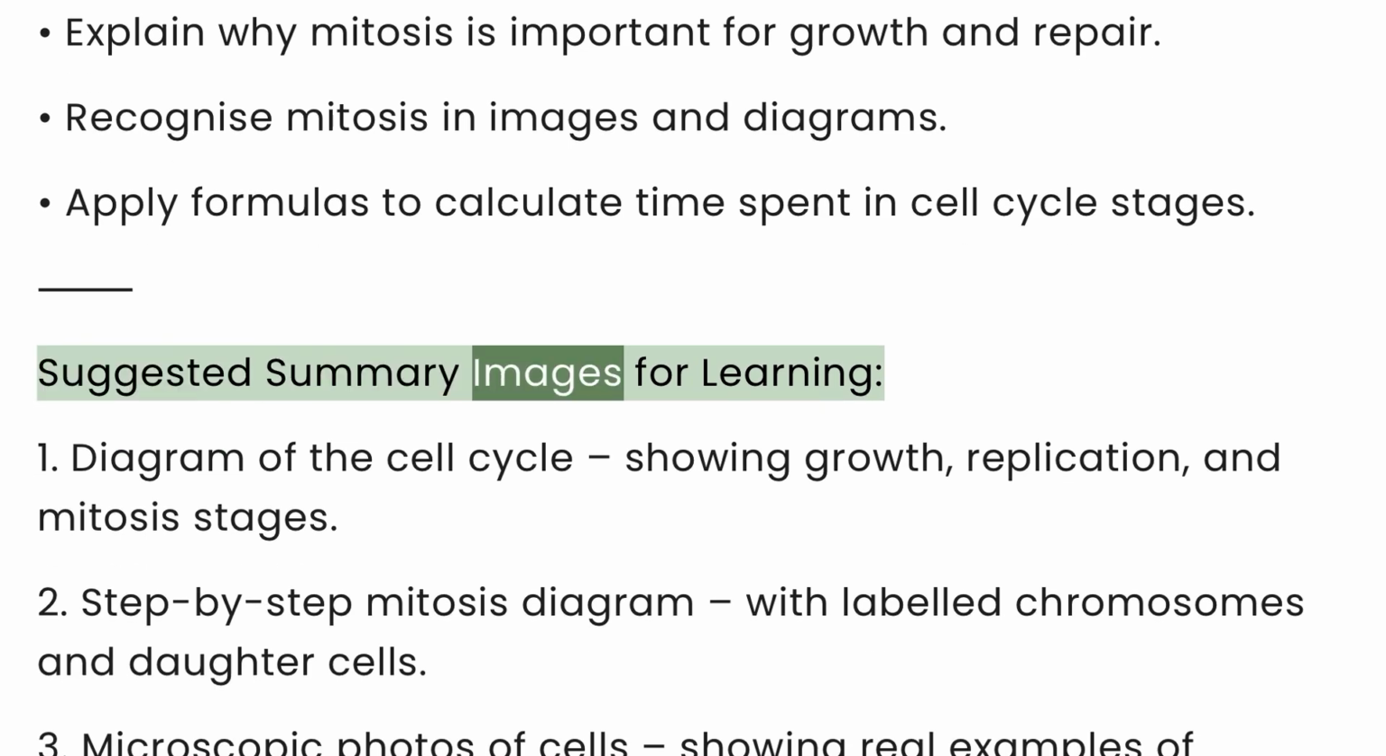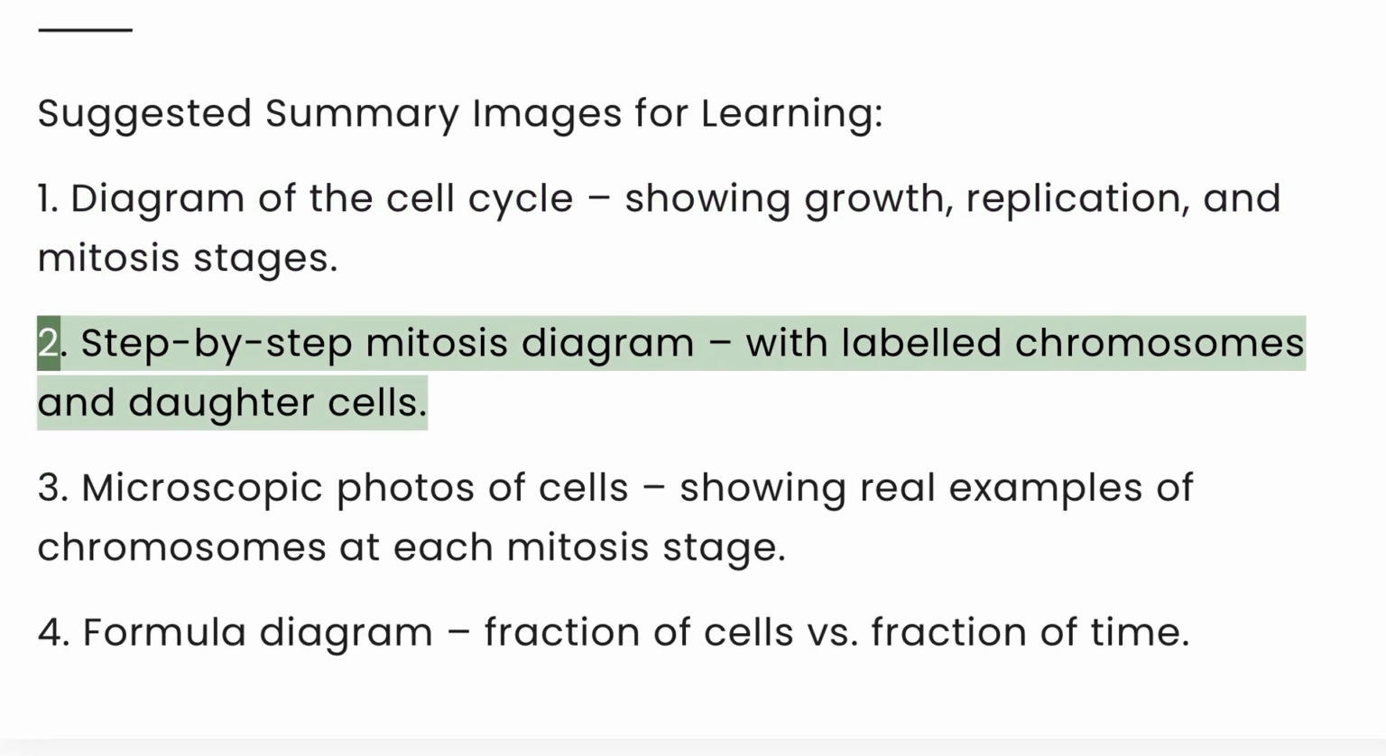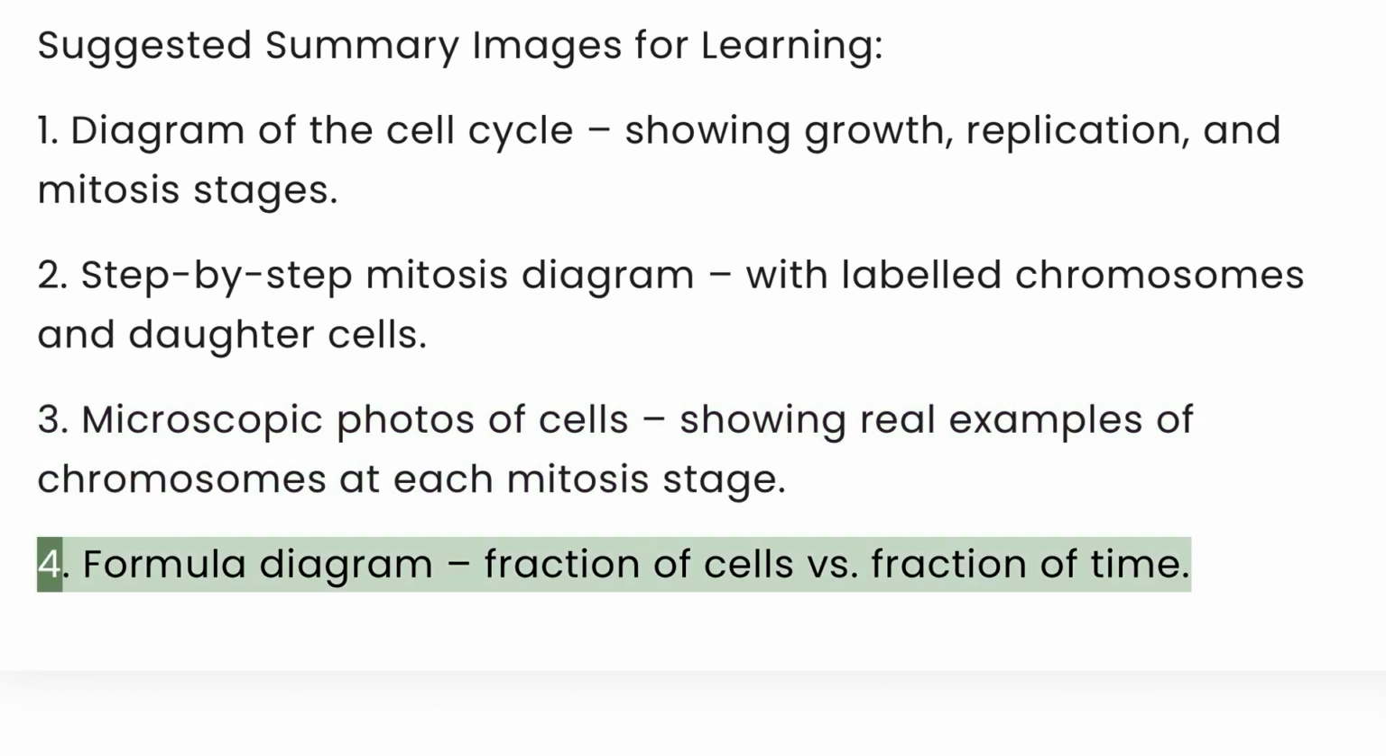Suggested summary images for learning. 1. Diagram of the cell cycle, showing growth, replication, and mitosis stages. 2. Step-by-step mitosis diagram with labeled chromosomes and daughter cells. 3. Microscopic photos of cells showing real examples of chromosomes at each mitosis stage. 4. Formula diagram: fraction of cells versus fraction of time.